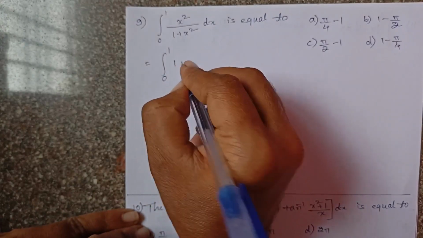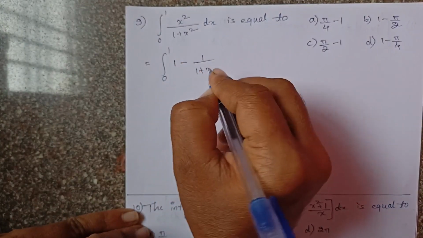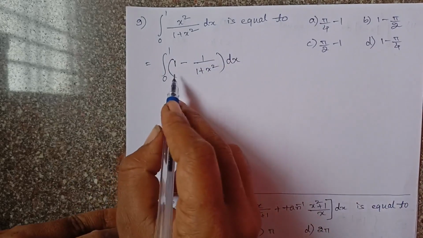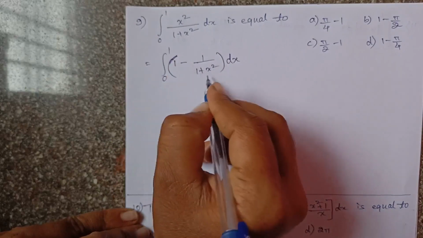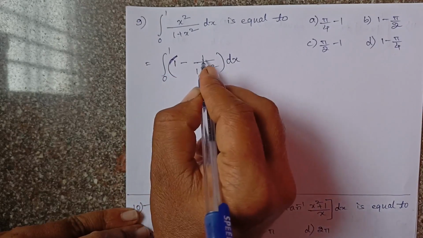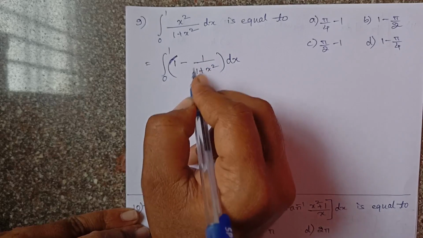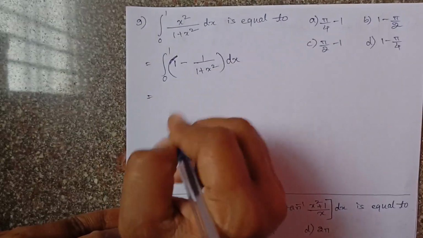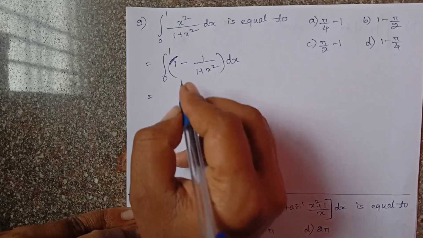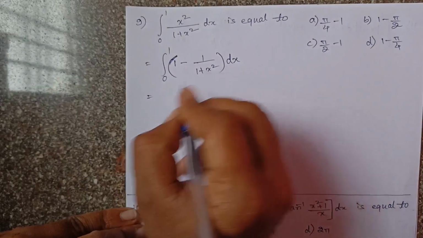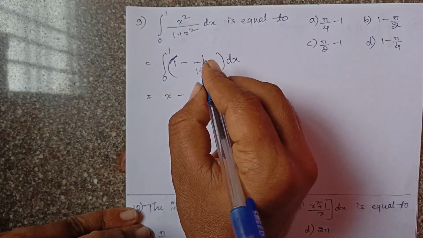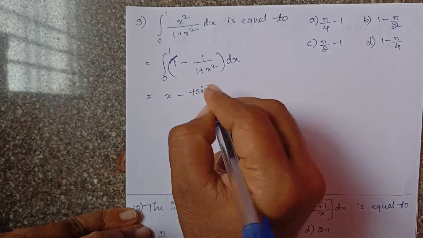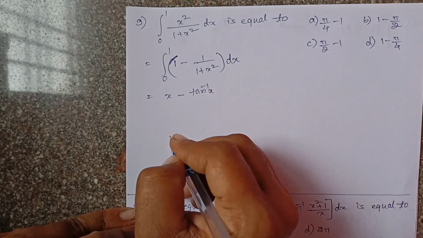Can I write it as 1 minus 1 by 1 plus x square with respect to x? See, if we cross multiply, what happens? It will be 1 plus x square minus 1. The 1 gets cancelled out, x square by 1 plus x square only, directly. Okay. Now can we write the integration of these two terms or not? Very simple. Integration of 1 with respect to x is x minus, what is the integration of 1 by 1 plus x square? That is nothing but tan inverse of x.